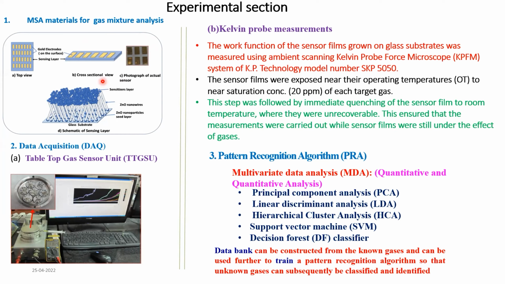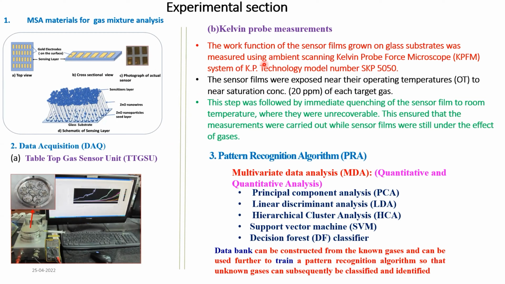Once we fabricate the sensor surface, we can go for the data acquisition. For data acquisition, we have used two instruments. One is a tabletop gas sensing unit, which has been developed in the BARC gas sensing unit section. Here we have a chamber, and it consists of 7 sensors. At the same time, you can measure 7 sensors simultaneously. And here we can inject the gases. Using this tabletop gas sensor unit, we have taken the sensor response of the multiple sensor array. Next one is Kelvin probe measurements.